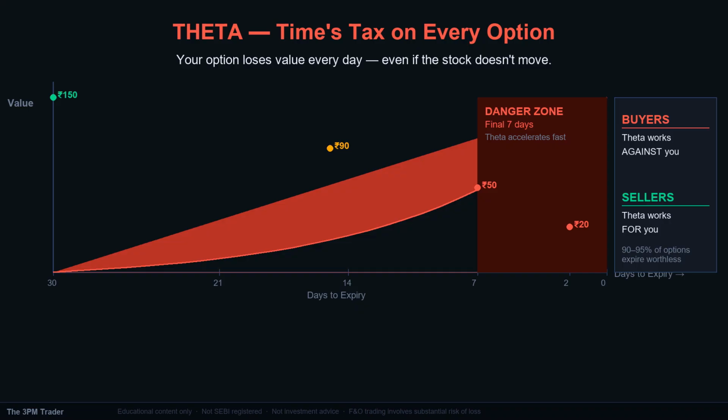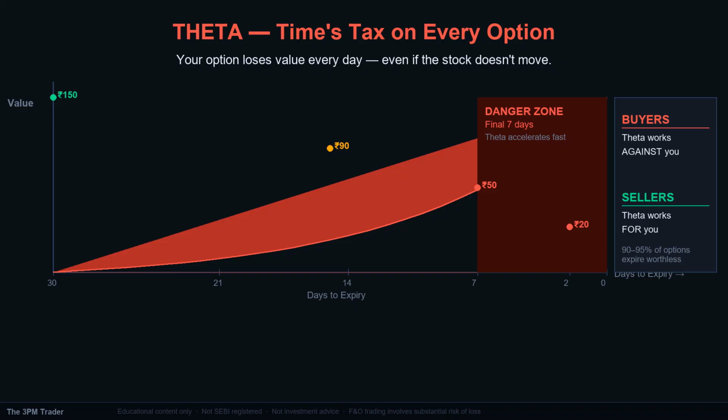Now the enemy of every option buyer, theta. Theta is time decay, the amount your option loses in value every single day, even if the stock does not move at all. Think of it like a melting ice cube. At 30 days to expiry, it melts slowly. At 15 days, it melts faster. In the final week, it is melting right in front of your eyes.